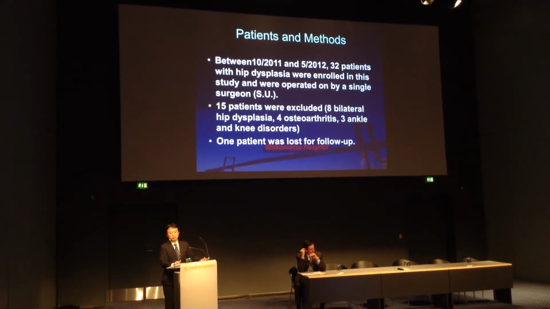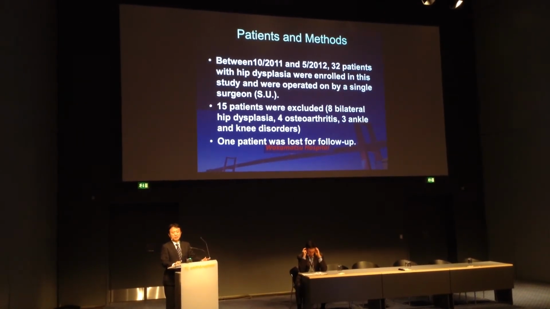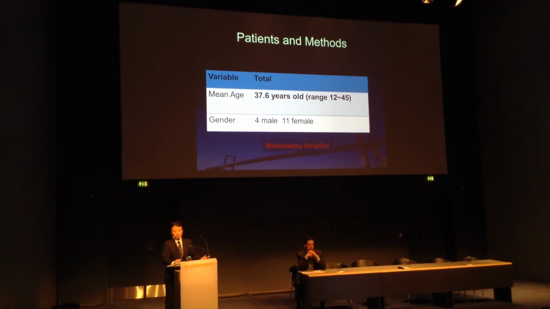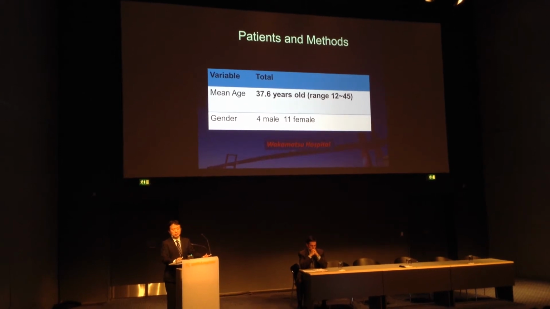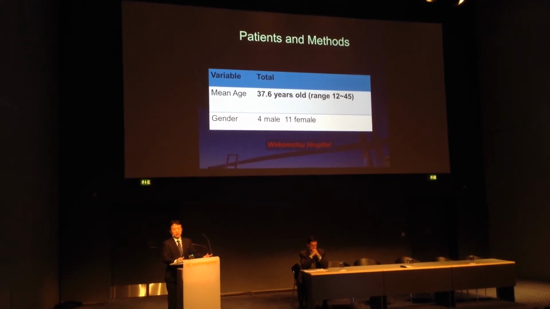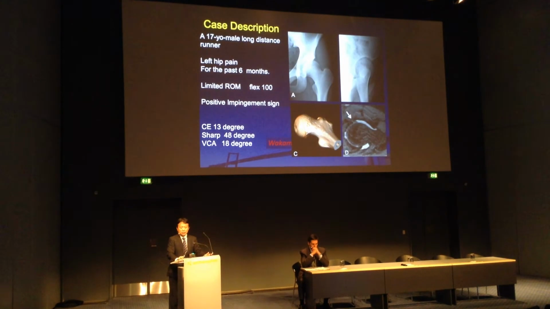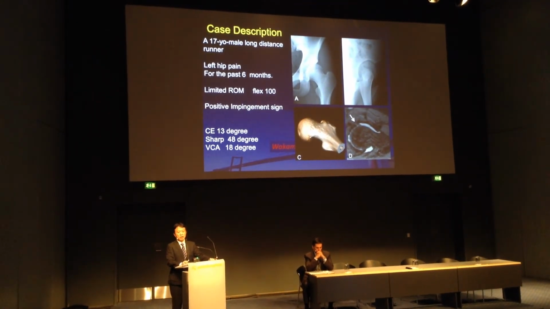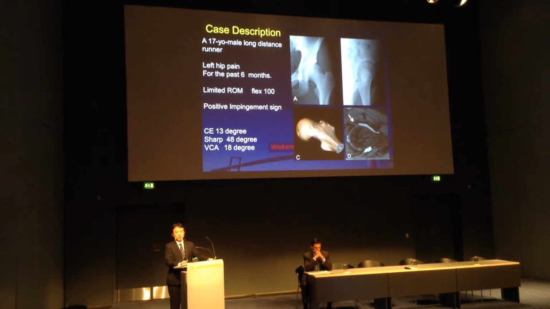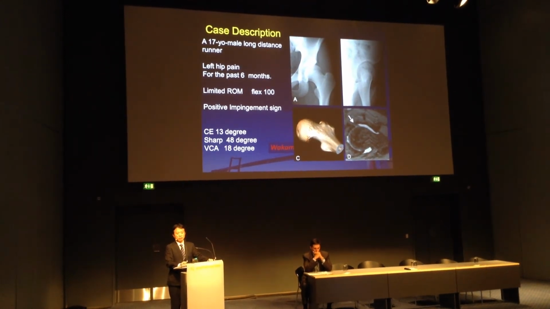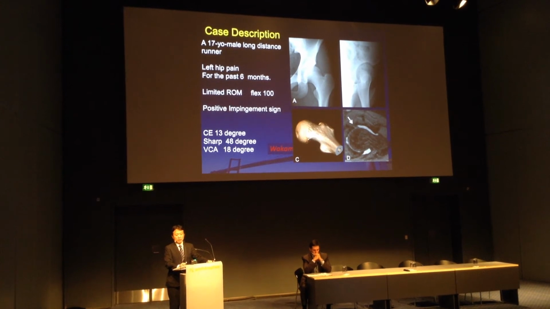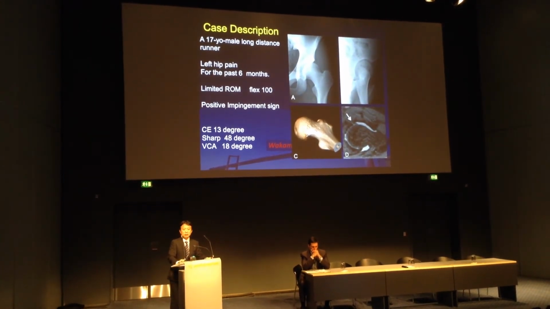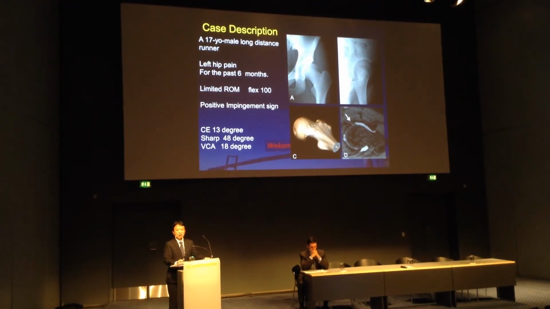Between 2011 and 2012, 32 patients were enrolled in these studies. 50 patients matched the inclusion criteria, with a mean age of 37.6 years. Case presentation: a 30-year-old long distance runner with left hip pain for the past 6 months, limited range of motion, and positive impingement sign, CE angle less than 13 degrees and VCA angle 18 degrees, suggesting an anterolateral uncovered socket.